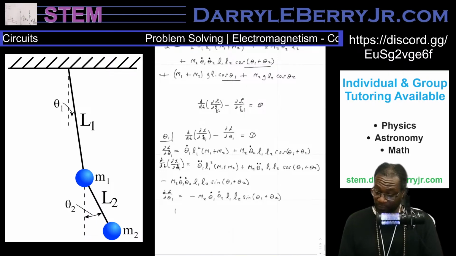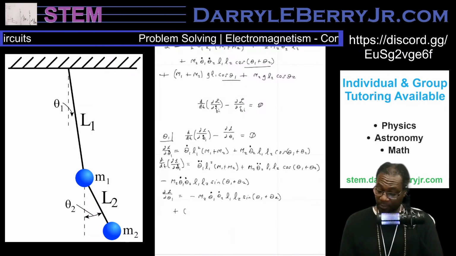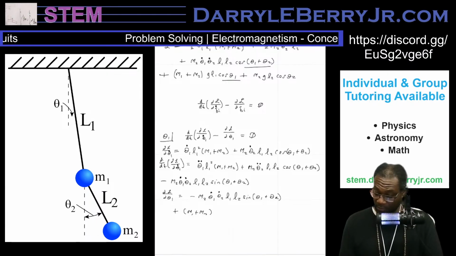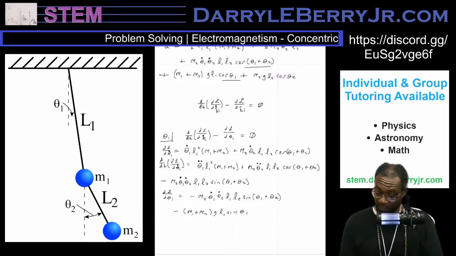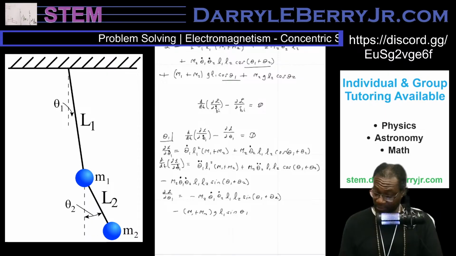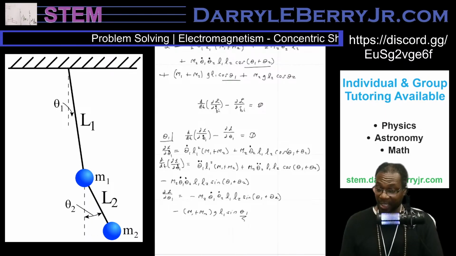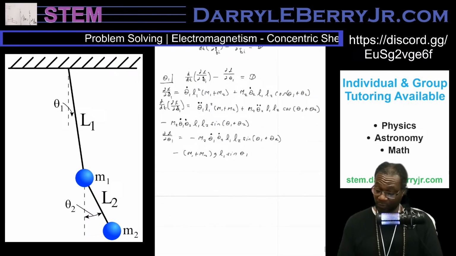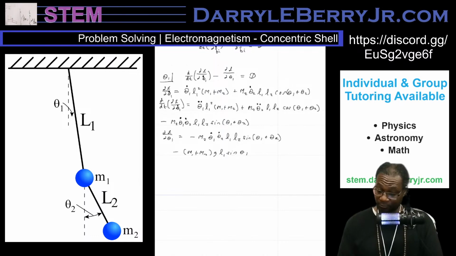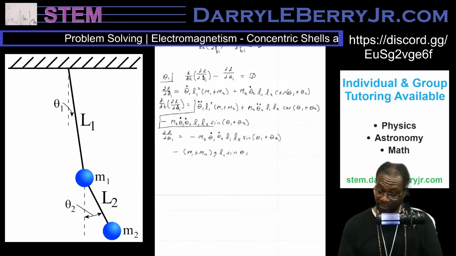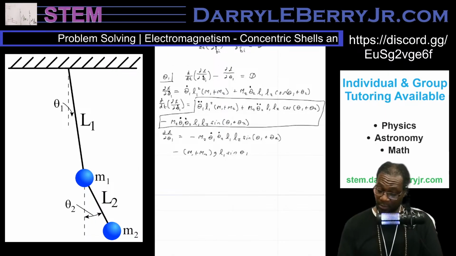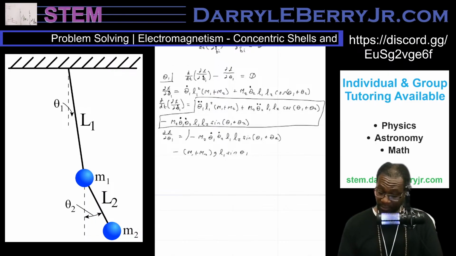And then we have plus (m1 plus m2) g L1 sine theta 1. Derivative to the sine makes that negative, and the derivative of the inside would just be 1. Now we can plug that in, and we have this and this.